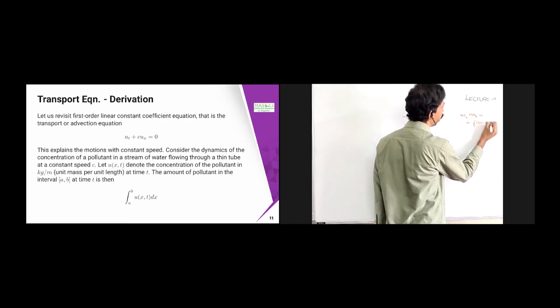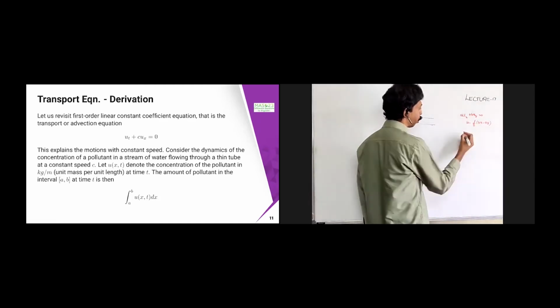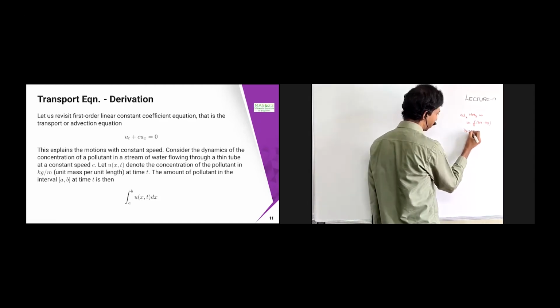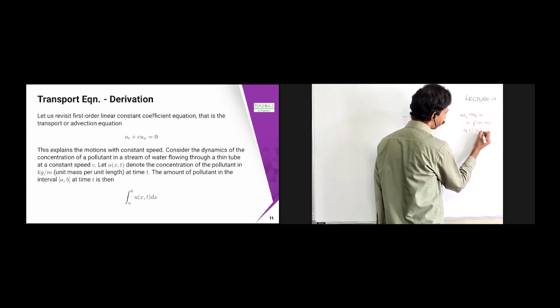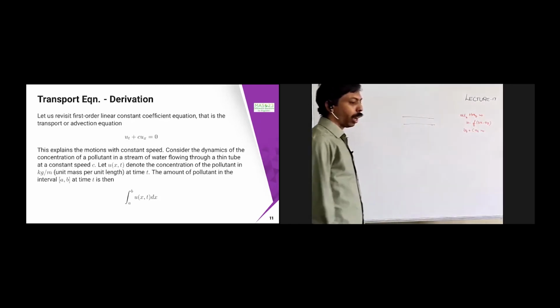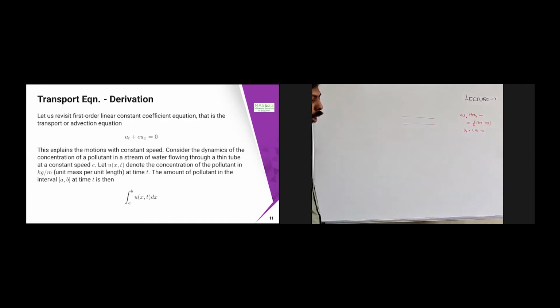So that's what we are going to derive again. Here, what I am going to take is that I am going to solve this problem, u_t + c u_x = 0. Now I'm just going to derive that a little bit. How do we get that?